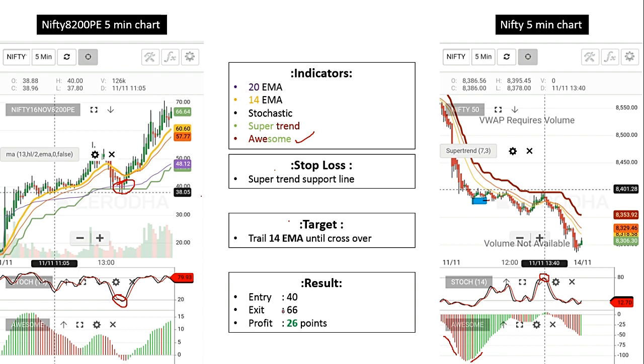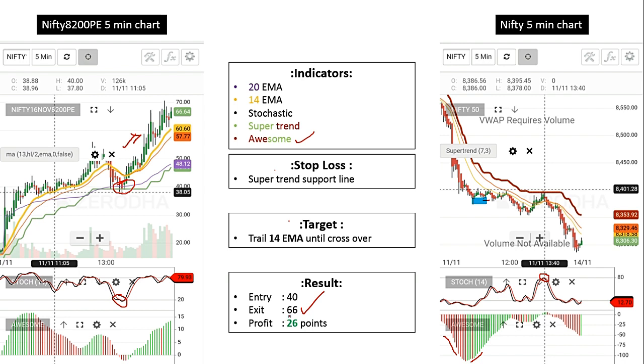Here were our results. We entered at 40, kept a stop loss of super trend. If it breaks the super trend, we will exit immediately. Well, this is how the Nifty proved the strategy. It fell back towards the 8,300 level, which helped in raising the premium of 8,200 from the 40s towards 66.